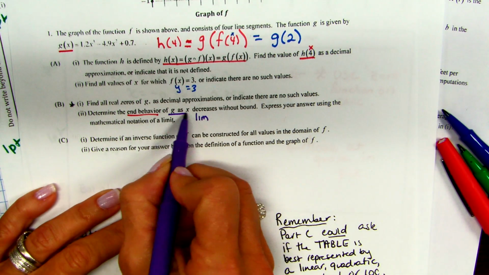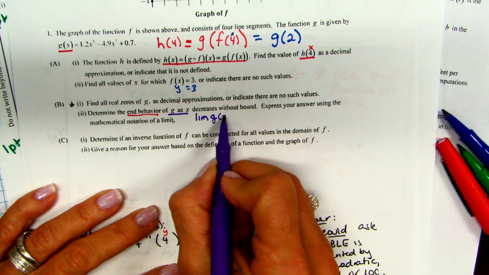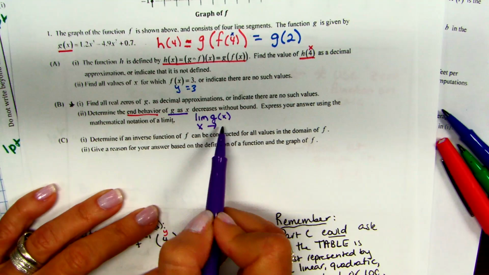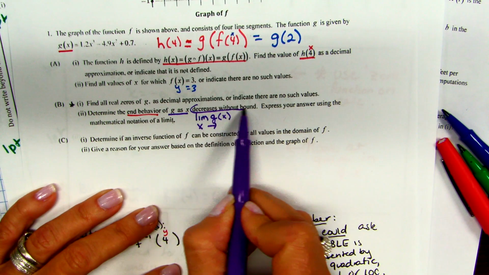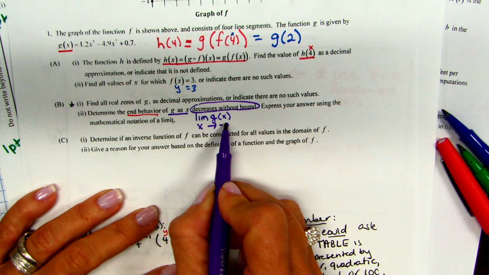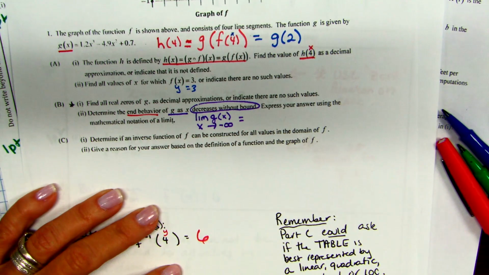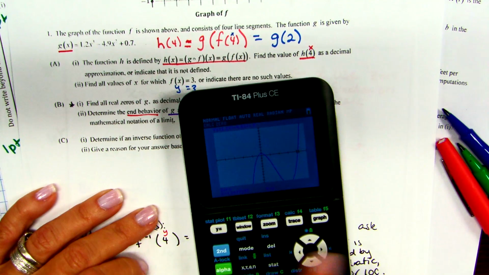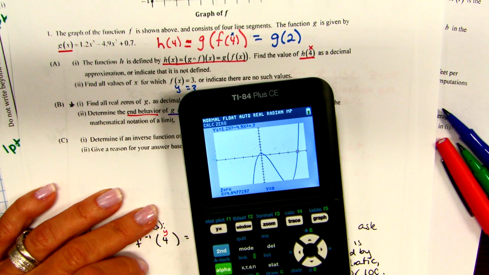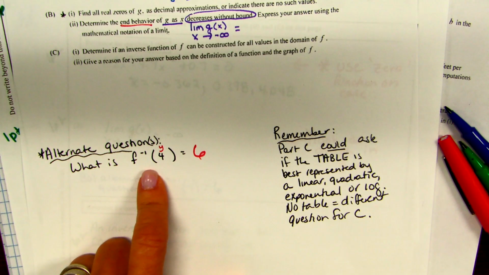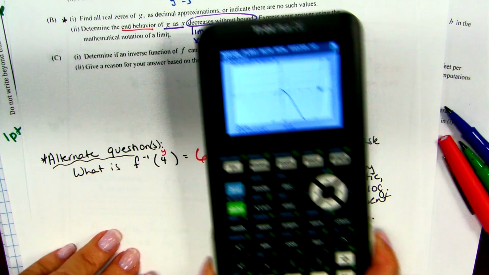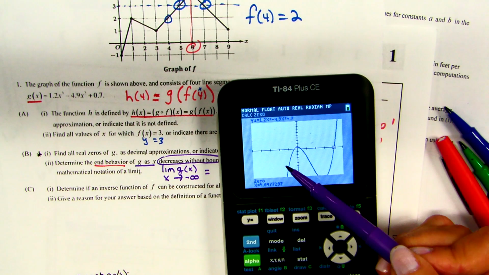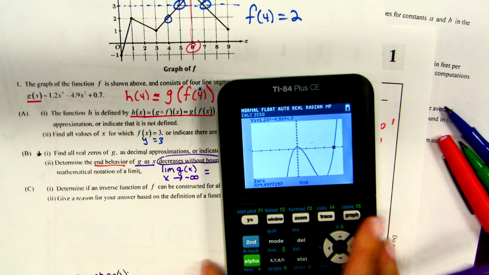LIM of who, it will tell you, G of x. You'll always have x approaching symbol. And then this will change from problem to problem. This one says decreases without bound, so we know that means negative infinity, and then equals. Well, we already put G of x in our calculator. We did it a second ago. It's right here. If you hadn't done it already, because maybe you had this as your last question, you wouldn't have typed that in already, you would type it in and just look at the graph. It's really easy to tell. As x goes towards negative infinity, our y's also go to negative infinity.